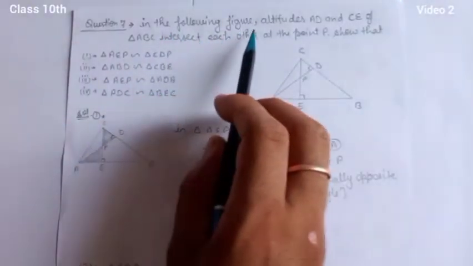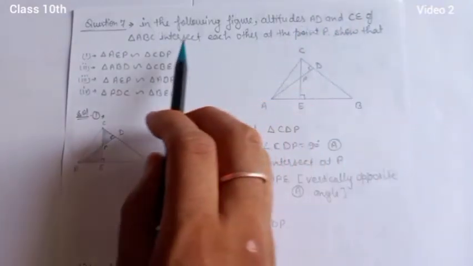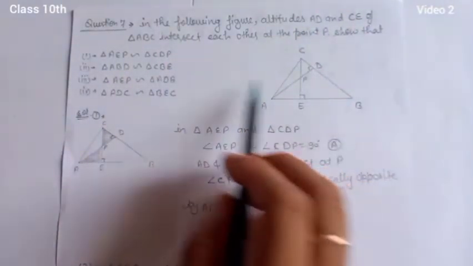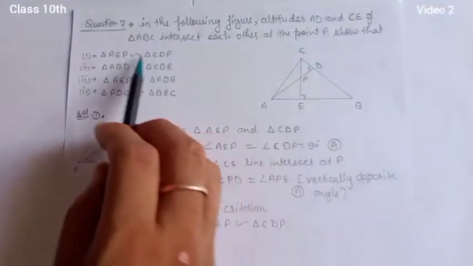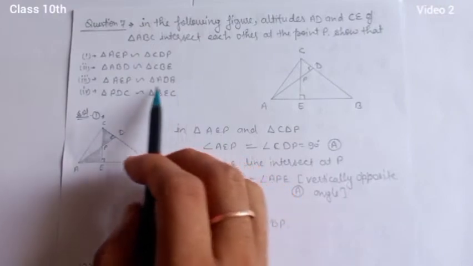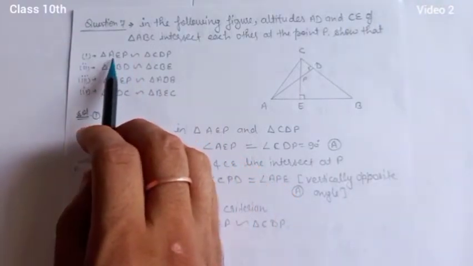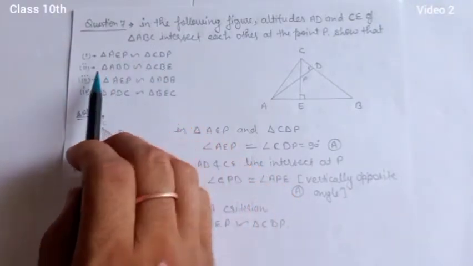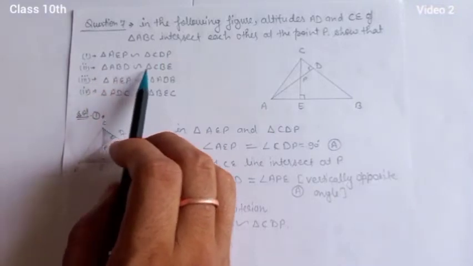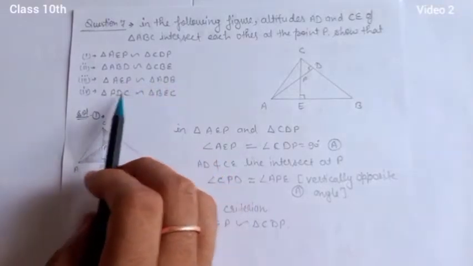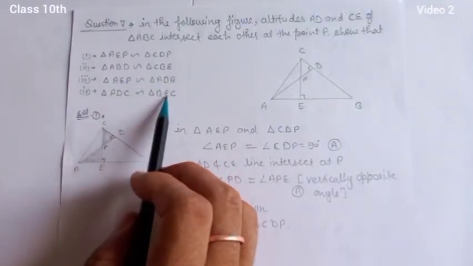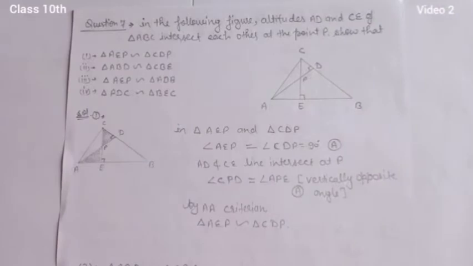Another question, question number 7. In the following figure, altitudes AD and CE of triangle ABC intersect each other at point P. We have to show that first, triangle AEP is similar to CDP, triangle ABD is similar to triangle CBE, AEP is similar to ADB, and triangle PDC is similar to BEC. So students, the first two I am doing here, and the rest two you have to do as homework.